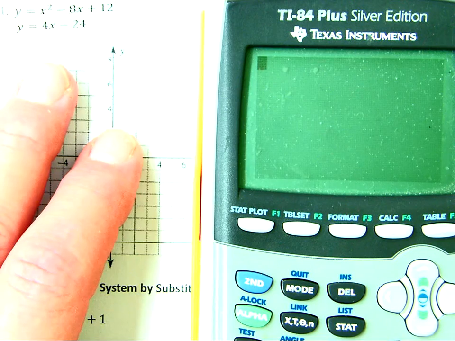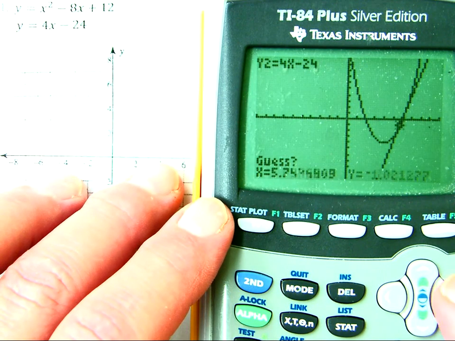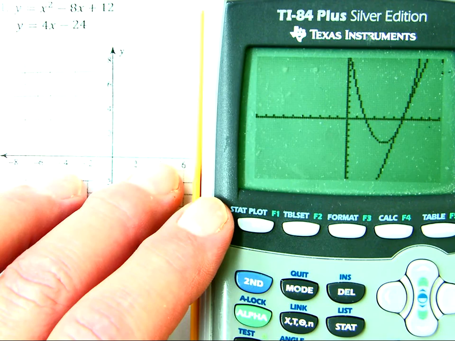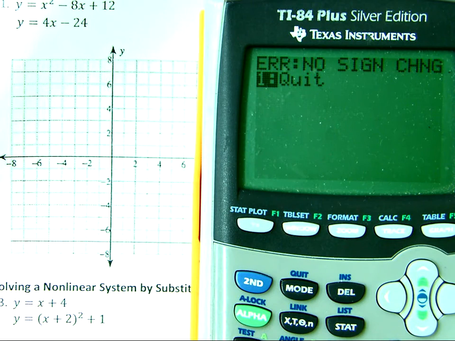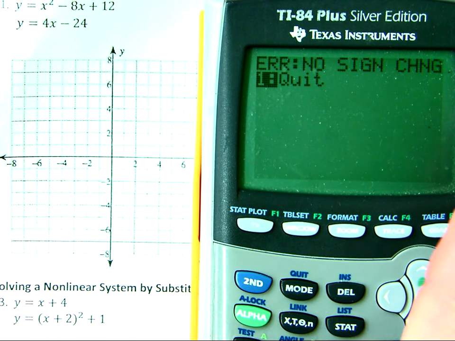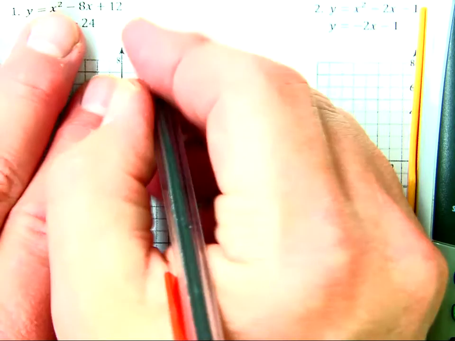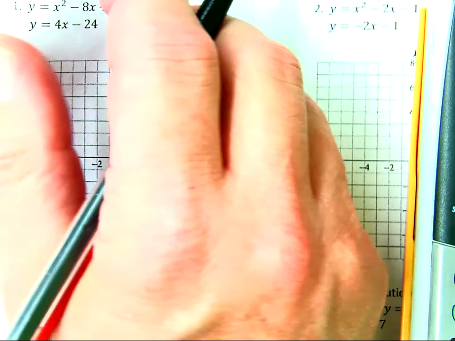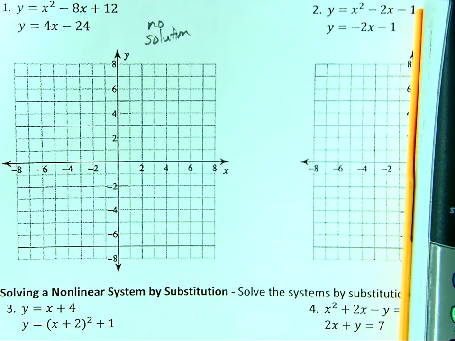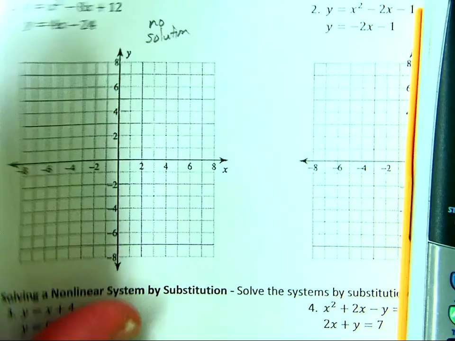That wasn't so good. So here, even though these look like they intersected, they actually don't. That's why it says error there. Error, there's no sign change. That means they didn't actually cross. So this one is no solution. They come really close. If you go to the point 6, 0, they almost touch at 6, 0, but they don't quite. Okay? So let's try the next one.